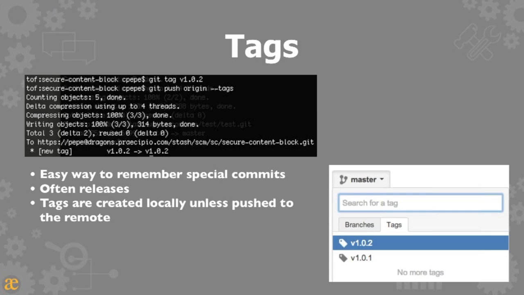One thing to note on here, the second line is git push origin --tags. When you create tags, they're only created locally. So if you actually want those tags to be in your remote repositories, you need to explicitly push them up to those repositories.